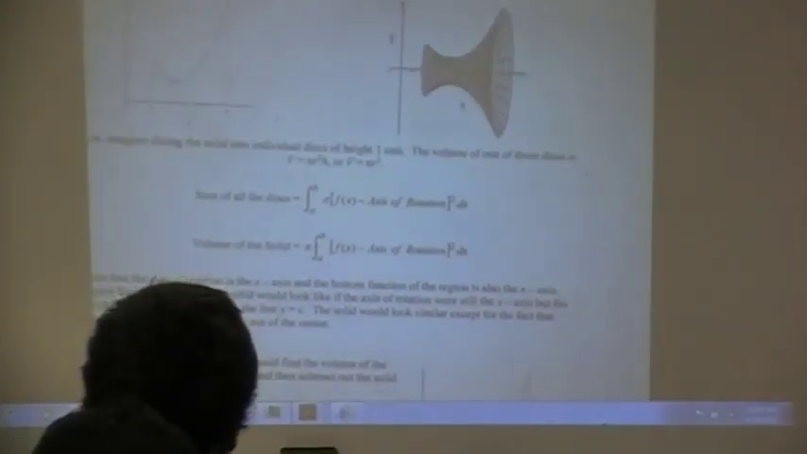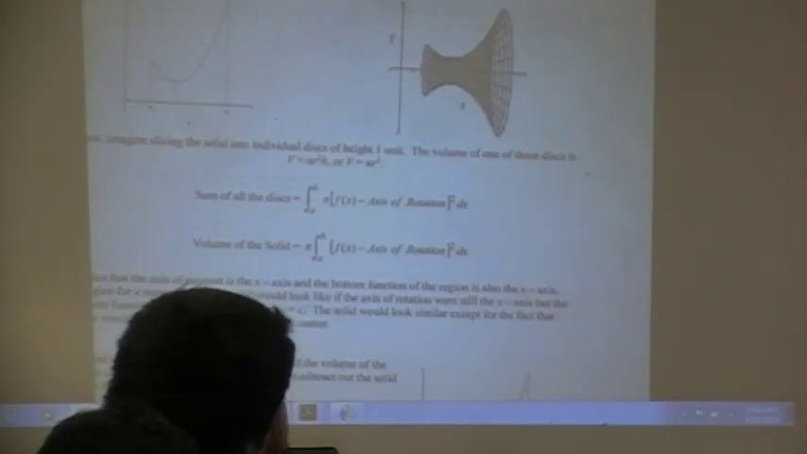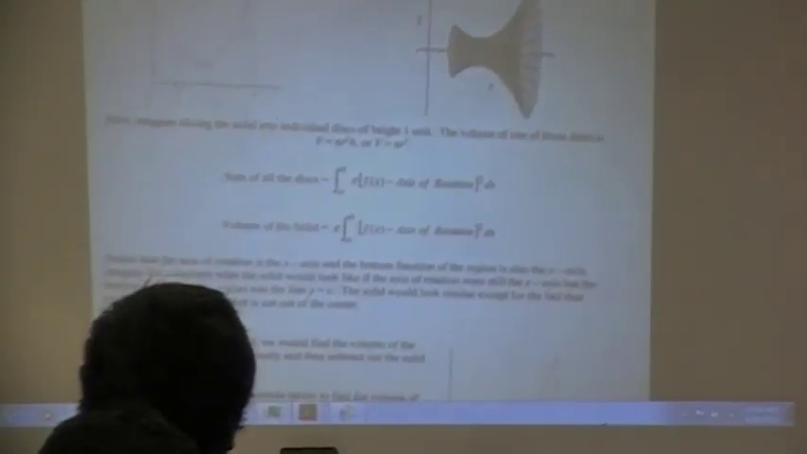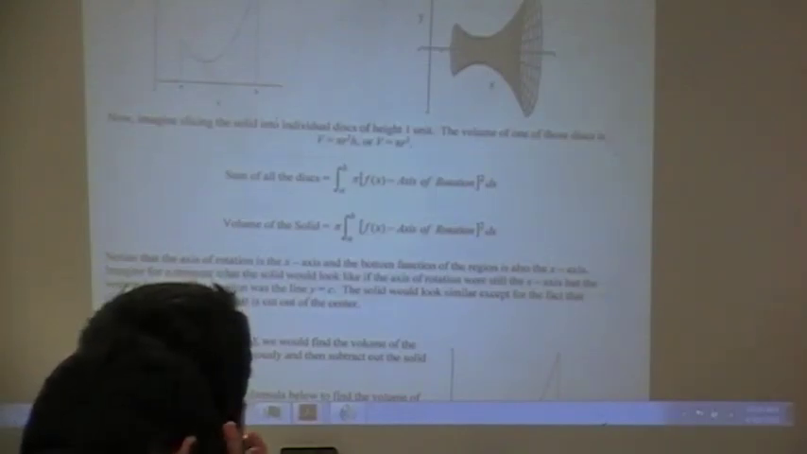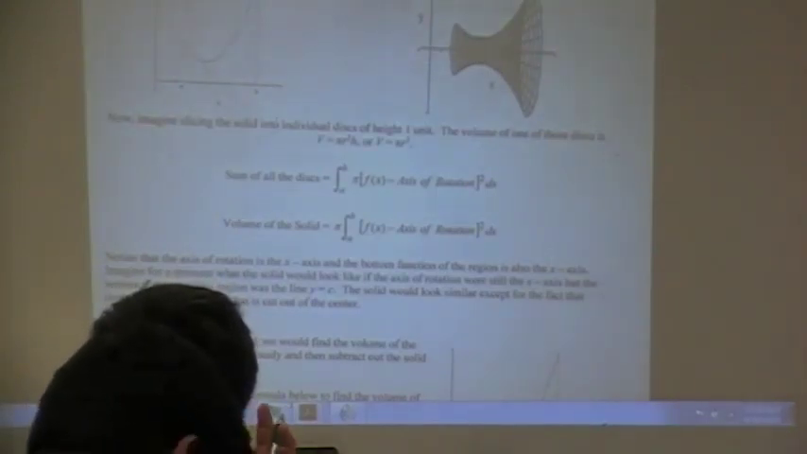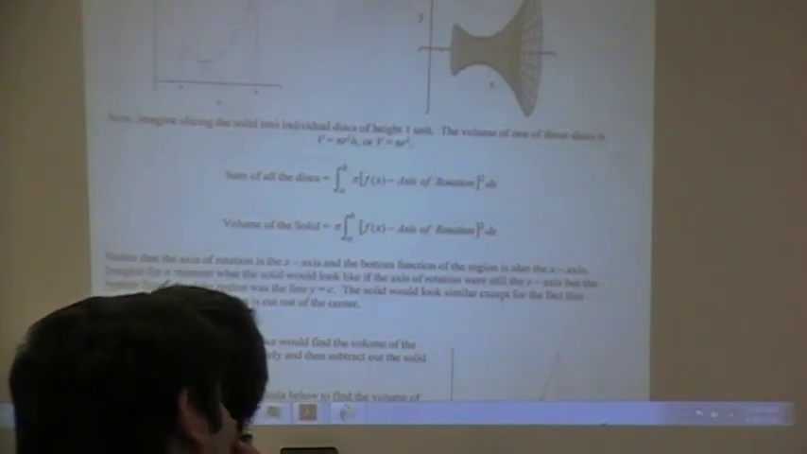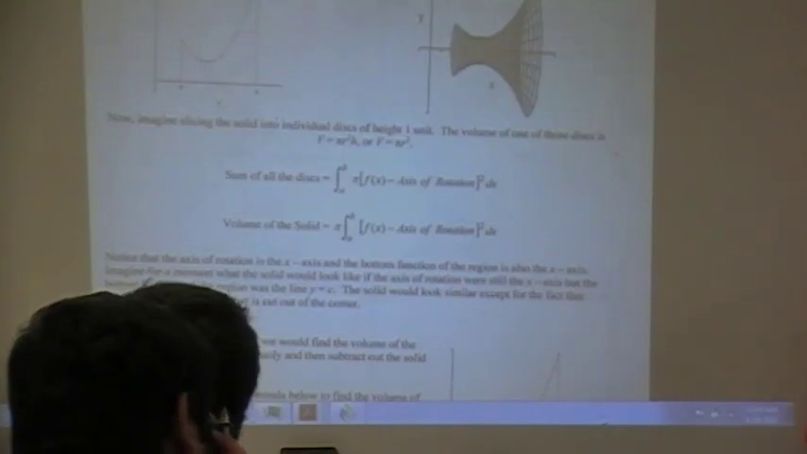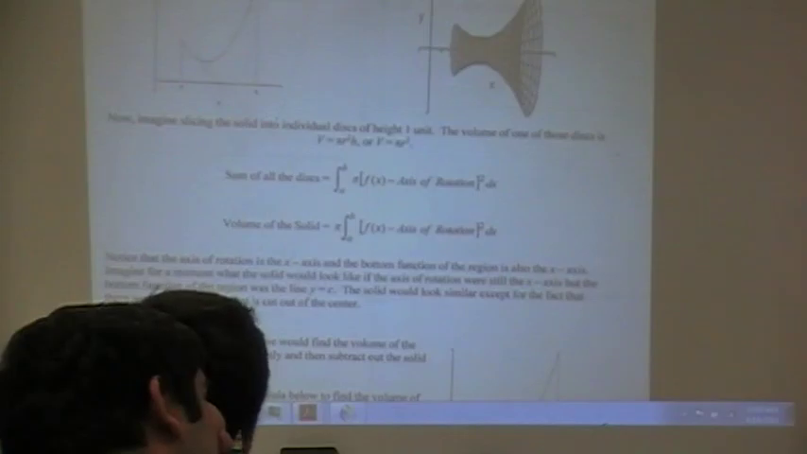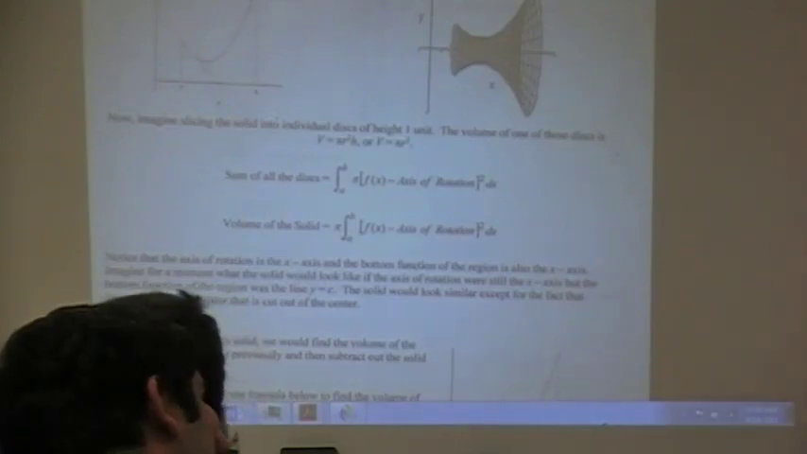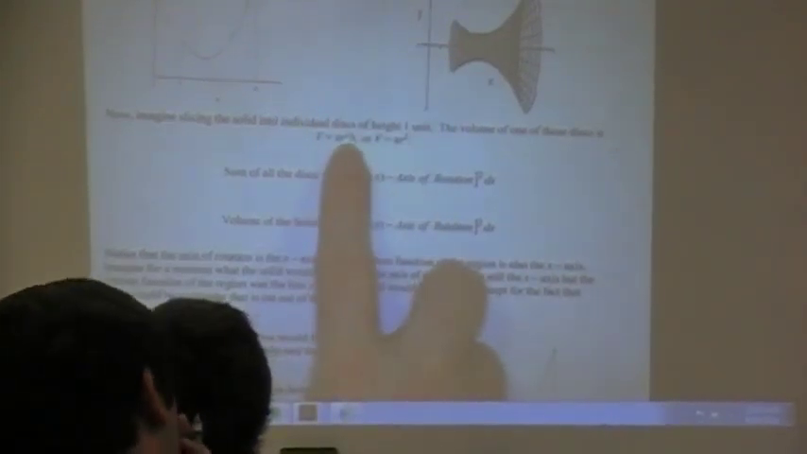Now, there are a couple of different ways of doing this. The first thing that we're going to do is imagine slicing the solid into individual discs of a height of 1 unit. The volume of one of those discs will be found by pi r squared h. Because what shape is a disc? A circle, but it's got a height of 1, so that makes it a cylinder. And this right here is the formula for the volume of a cylinder.